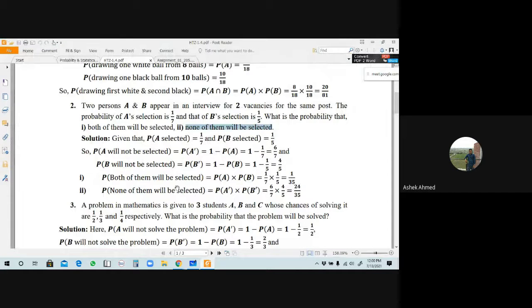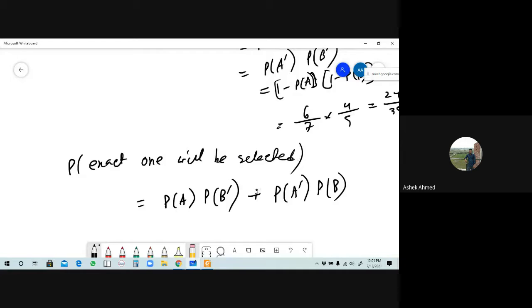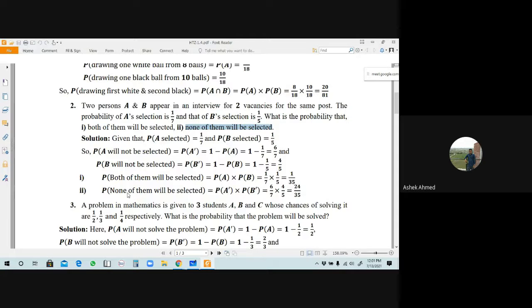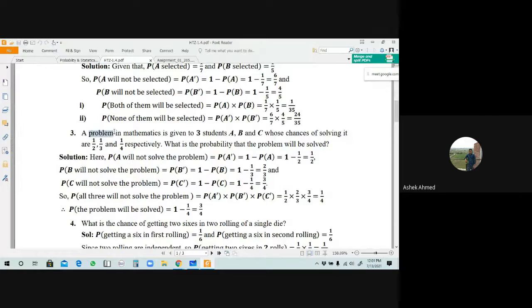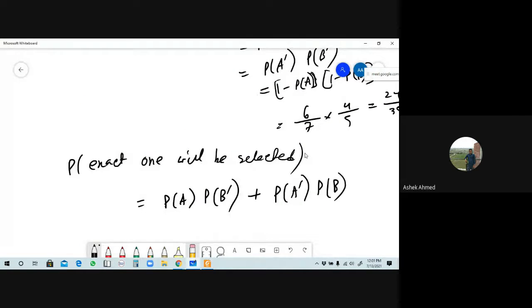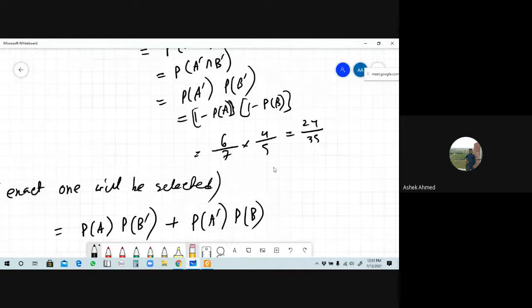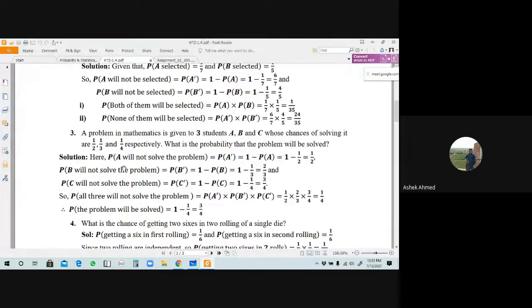আমি কিন্তু এই চ্যাপ্টারের প্রবলেমগুলো একটা প্রবলেমে সবকিছু বুঝিয়ে দিচ্ছি। এই টাইপের সব প্রবলেম আছে। In the next problem এখানে none of those selected result হচ্ছে কত? 24/35। Okay, so ঠিক আছে। Using this concept you can apply here.